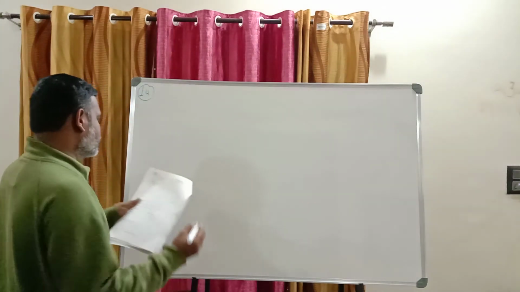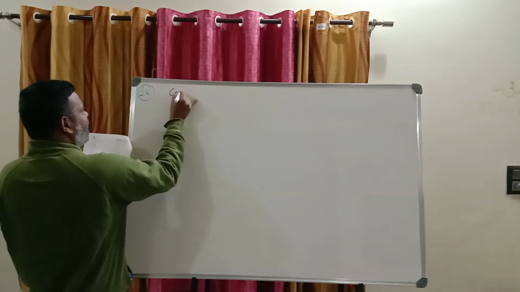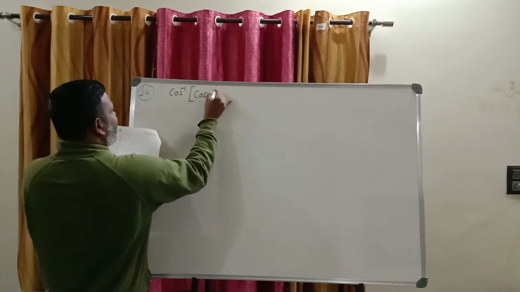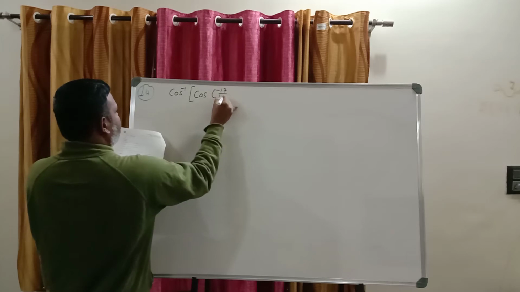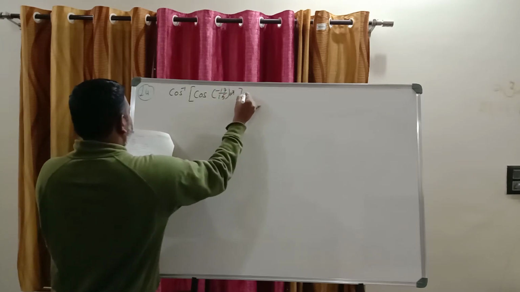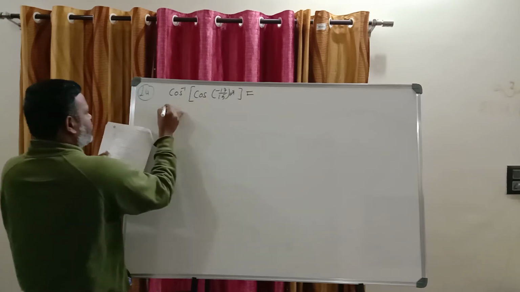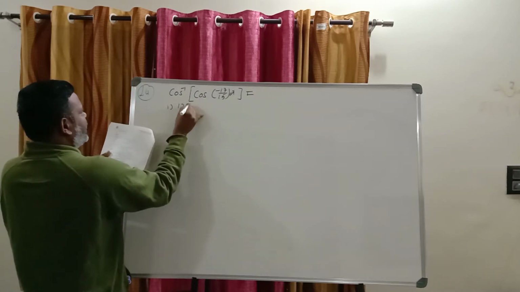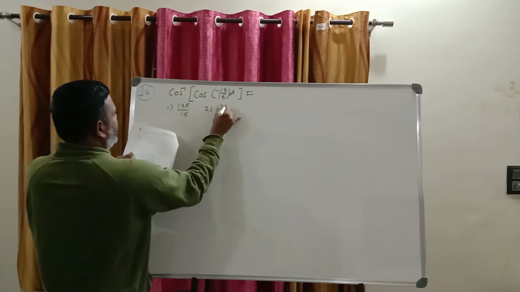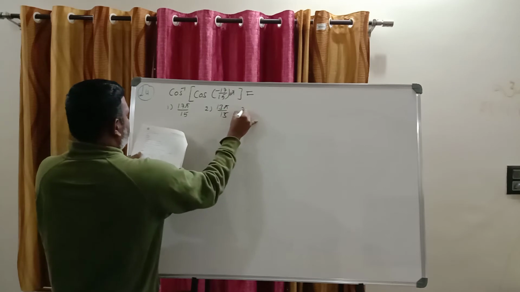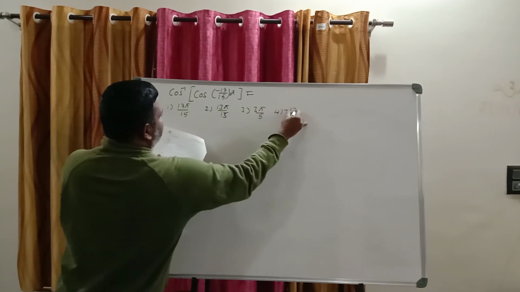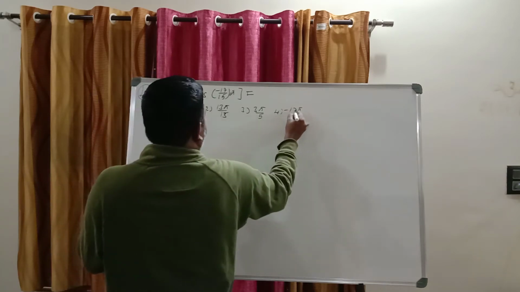ಓಕೆ, ದ ನೆಕ್ಸ್ಟ್ ಕ್ವೆಶ್ಚನ್ ಇಸ್ ವಾಟ್? cos inverse of minus 17 divided by 15 pi is equal to ಅಂತ ಕೇಳಿದ್ದಾರೆ. ಫಸ್ಟ್ ಆಪ್ಷನ್ is 17 pi divided by 15, second option is 13 pi by 15, third option is 3 pi by 5, and the fourth option is minus 17 pi divided by 15.